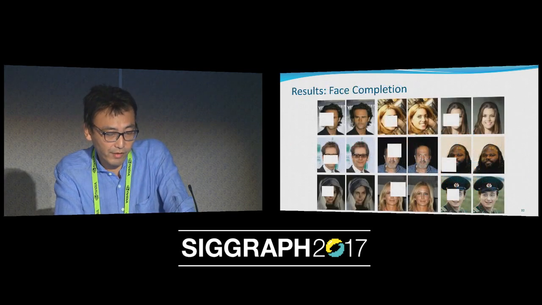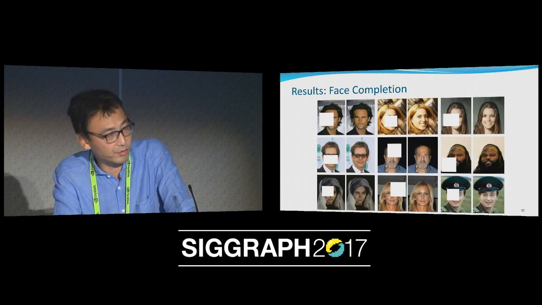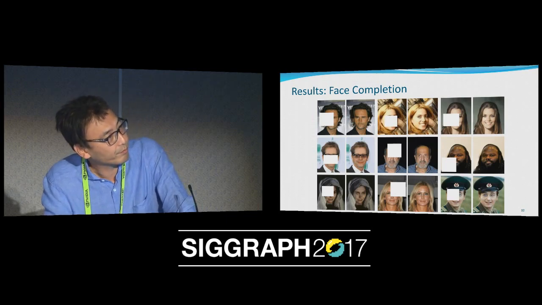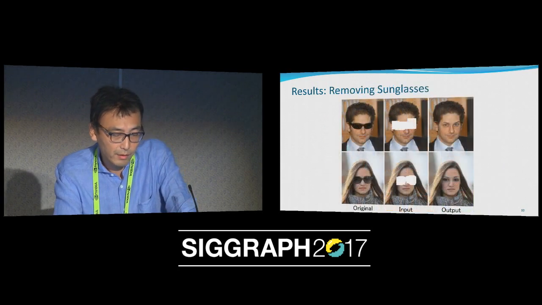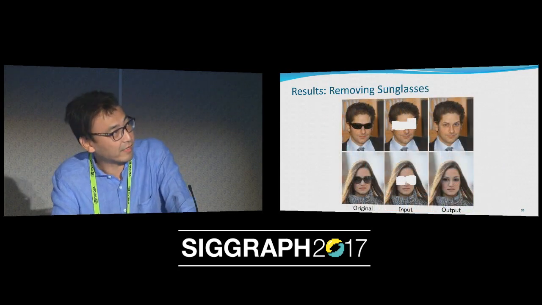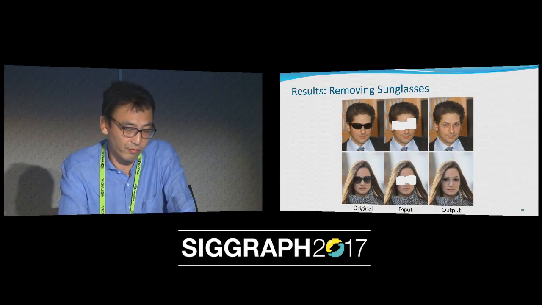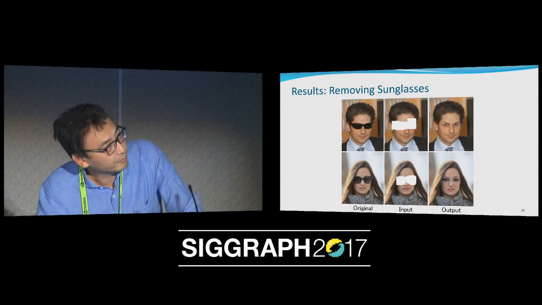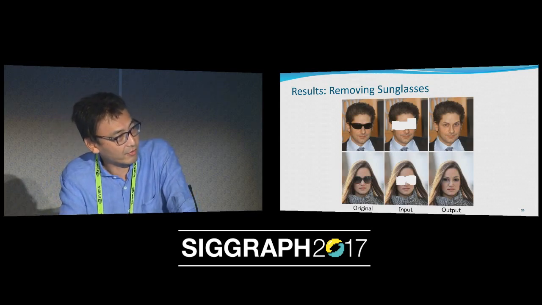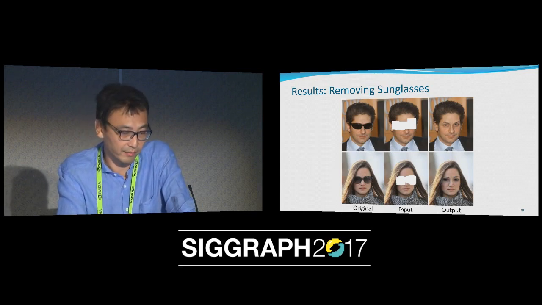These are results of the face completion. We can see that our approach can realistically complete faces despite large missing regions. These are results of removing sunglasses. Our method achieves such complicated object removal, which cannot be done by patch-based approaches. Note that these eyes are not their actual eyes. These are just filled in plausibly.